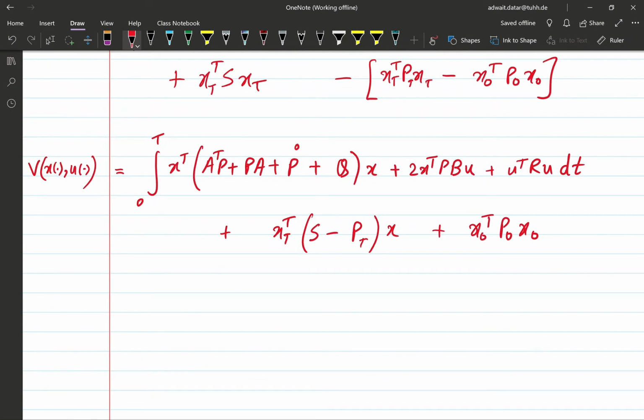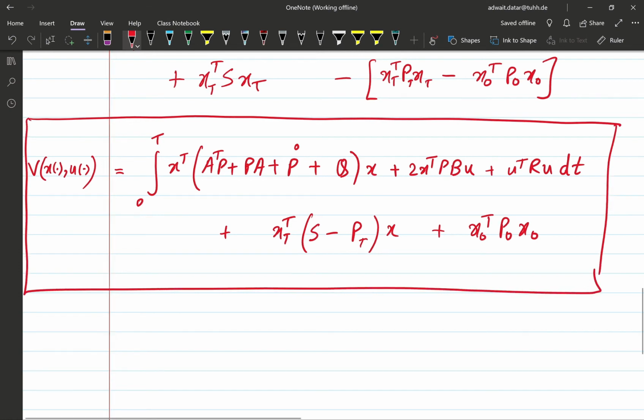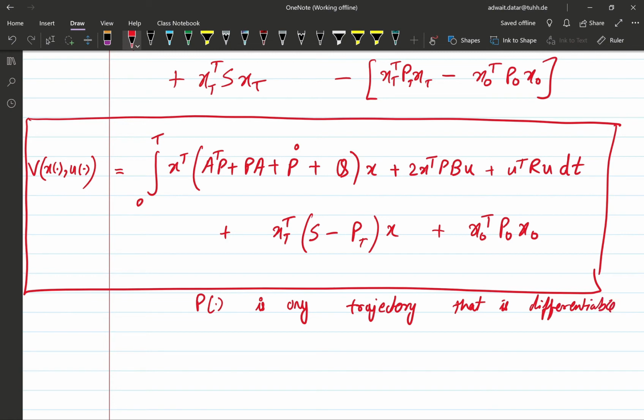So note what we have here. We have that V can be represented in this form where P, or rather the trajectory P, is any trajectory that is differentiable or smooth or has a P dot. So that's what we have, and this holds for any x and u that are compatible with each other, meaning that they satisfy the dynamics x dot equal to Ax plus Bu, and x at time 0 is x0.